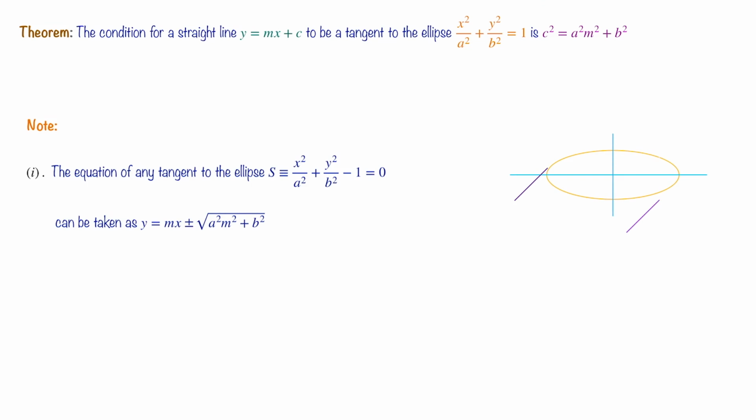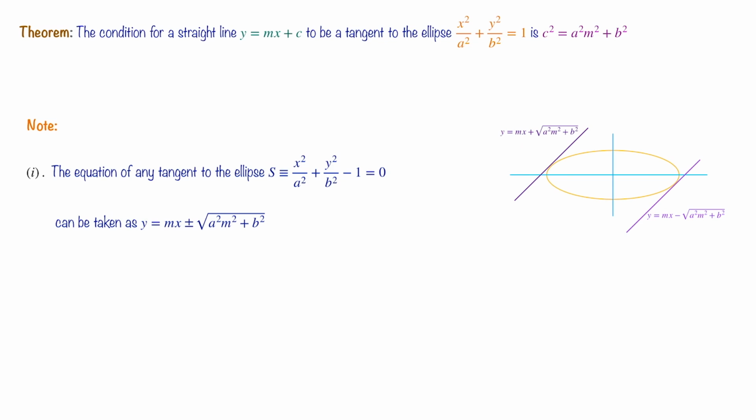Note, the equation of any tangent to the ellipse x²/a² + y²/b² − 1 = 0 can be taken in this form: y = mx ± √(a²m² + b²). You can call it slope form. For any given slope m, we have two tangents in this form: y = mx ± √(a²m² + b²), both having the slope m.